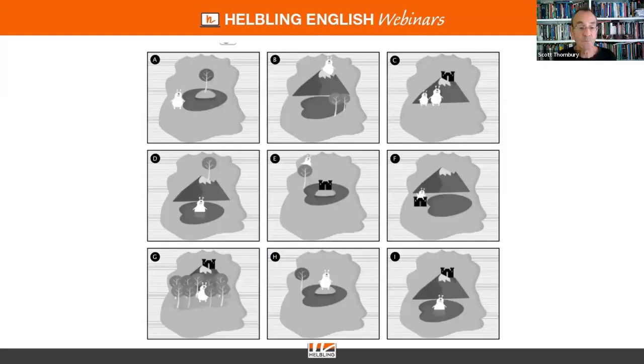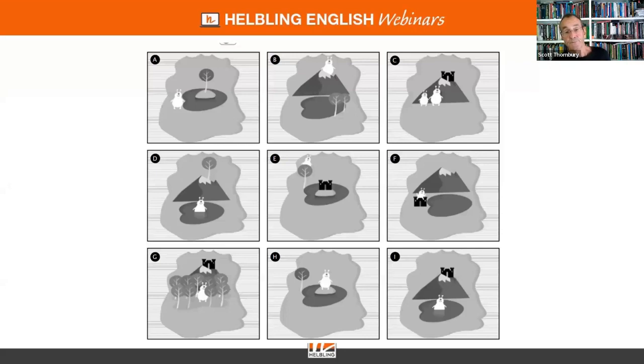So here's a picture, or 9 pictures. And if you look closely, you see each one is an island. And there are various combinations of a lake, another island, a mountain, a castle, and a monster. Okay, so I'm going to give you a sentence. And you have to tell me which picture it is.